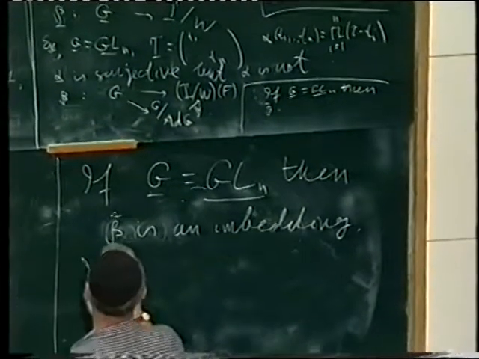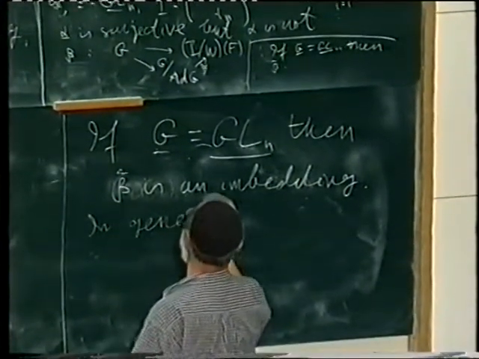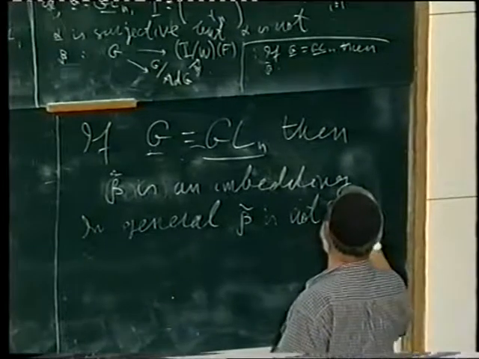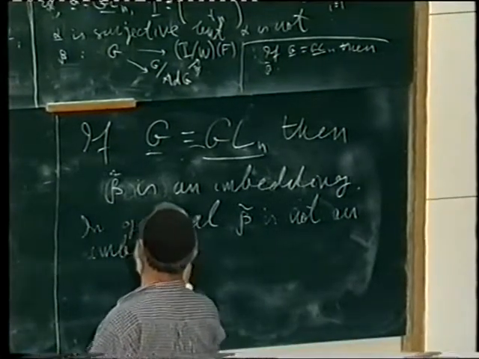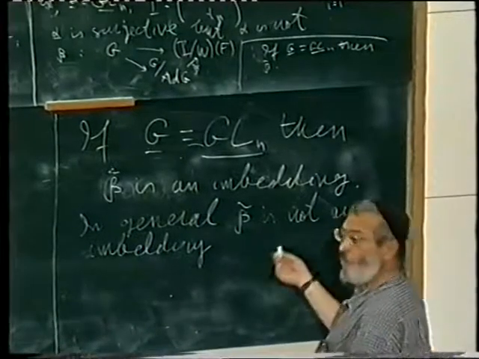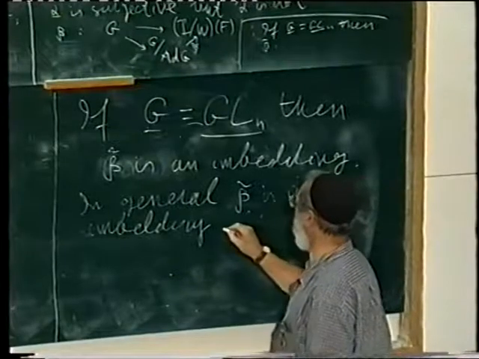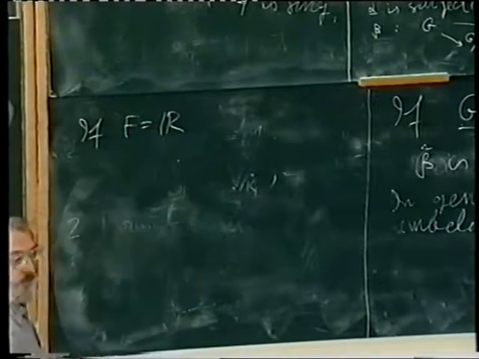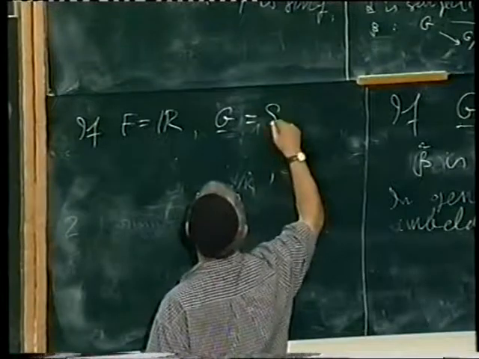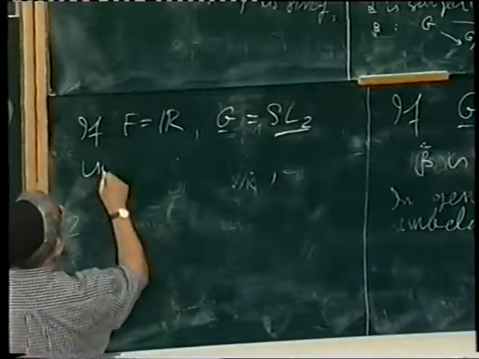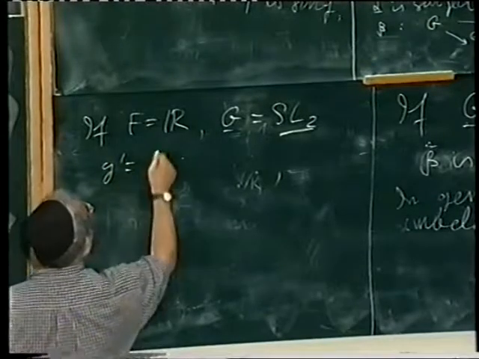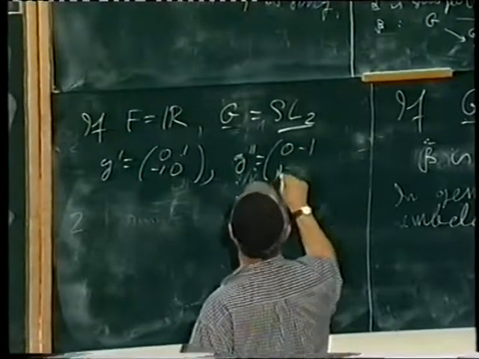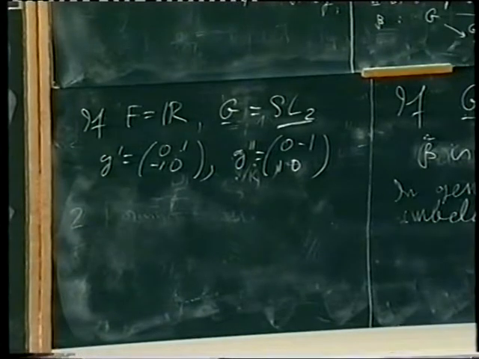Now, in general, beta tilde is not an embedding. So let me give you an example. If F is equal to R, G is equal to SL2, then G prime is equal to the matrix (0, 1; minus 1, 0), and G double prime is equal to (0, minus 1; 1, 0).